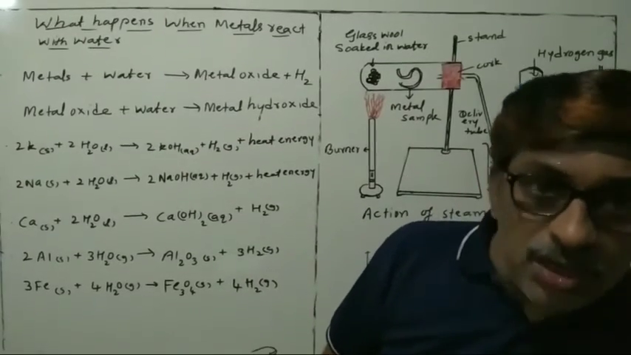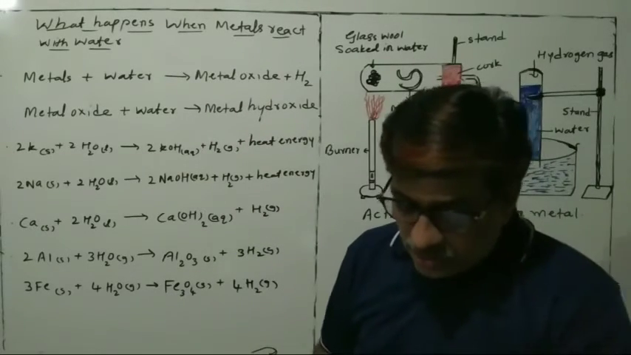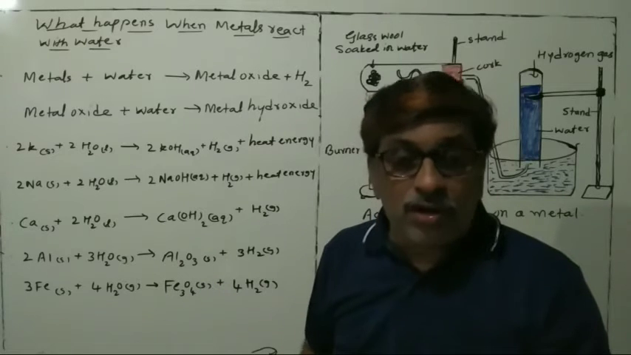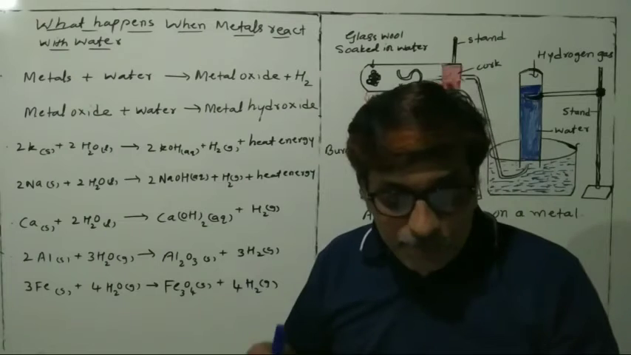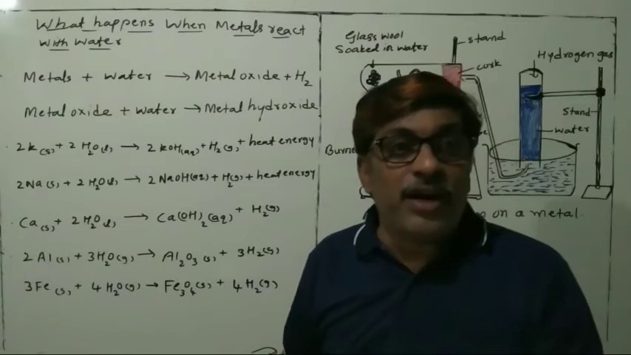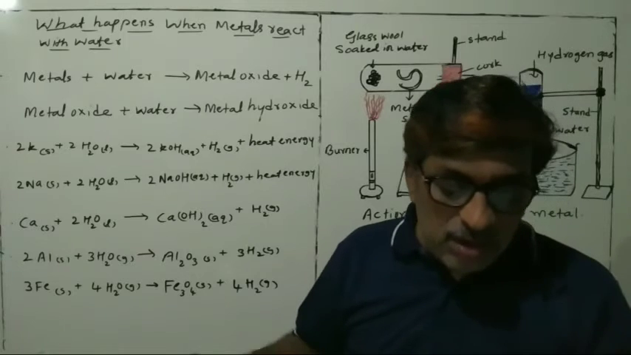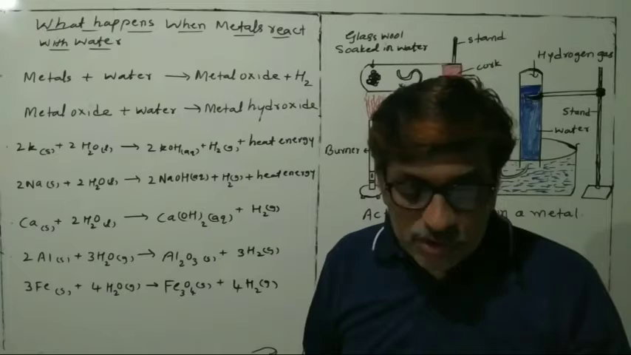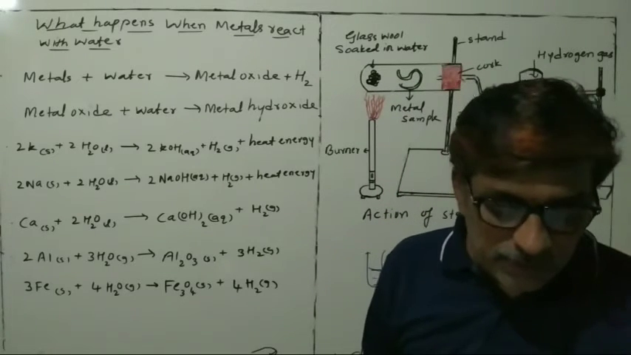So dear students, now we will see a recap of this. You know that when magnesium reacts with water, what you have to write is the reaction: magnesium, Mg, and water, 2H2O, produce magnesium hydroxide, and also hydrogen gas, H2, will be produced.